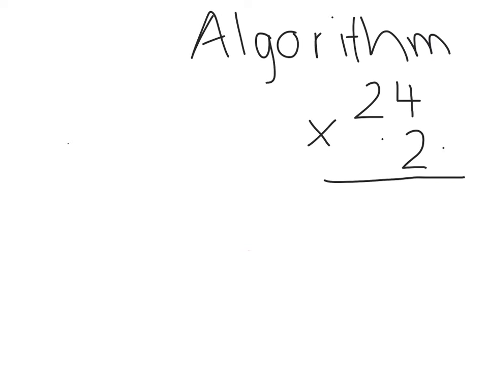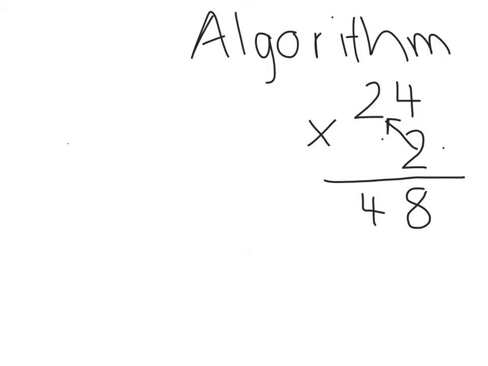Alright, so I'm going to do 4 times 2 first, so I need to know it automatically. With all our multiplication times tables, we need to know them straight away. So 4 times 2 is 8. So I'm going to write number 8 here. Then I need to do 2 times 2. So 2 times 2 is 4. And then my answer is 48.